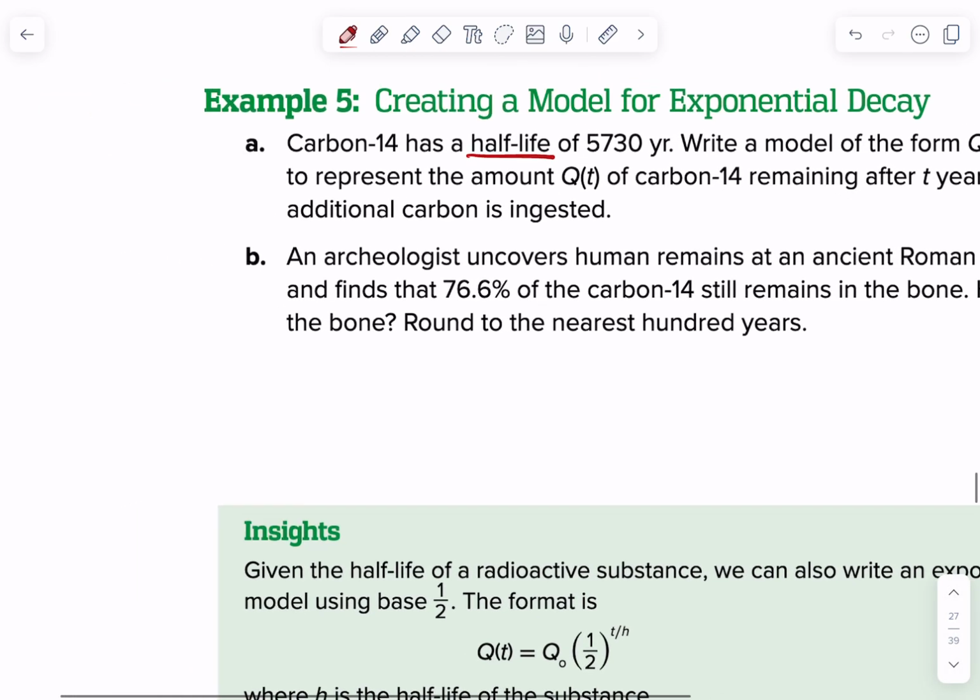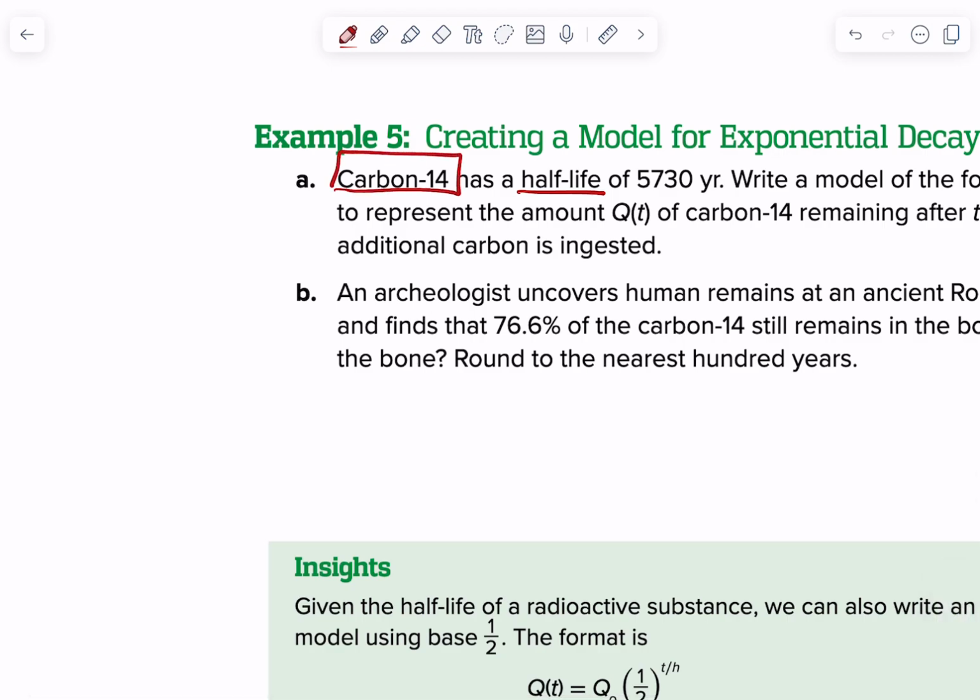Half-life. Carbon 14. A lot of prehistoric animals that are dead, they test their bones for carbon 14 and figure out what the content of carbon 14 is. Then they can use that to determine how long the animal has been deceased. So let's say we have an animal that has 100 grams of carbon 14. Carbon 14's half-life is 5,730 years. That means that's how long it takes for it to cut in half. So 5,730 years have elapsed. How many grams of carbon 14 are left?